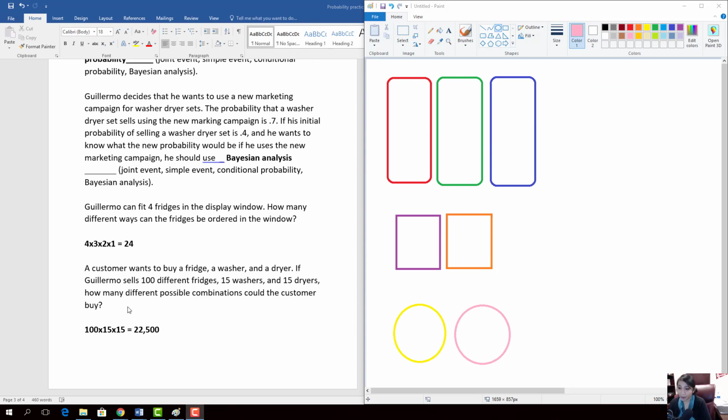And the last one, a customer wants to buy a fridge, a washer, and a dryer. If Guillermo sells 100 different fridges, 15 washers, and 15 dryers, how many different possible combinations could the customer buy? So in this case, all we have to do is multiply these together. 100 times 15 times 15 is 22,500, and those are all the different combinations that we have.